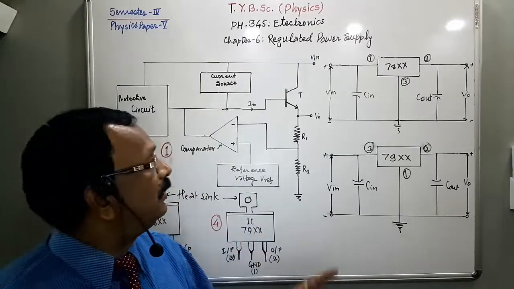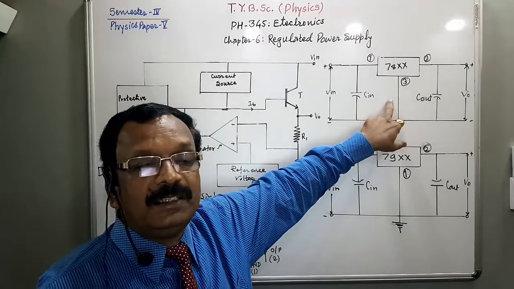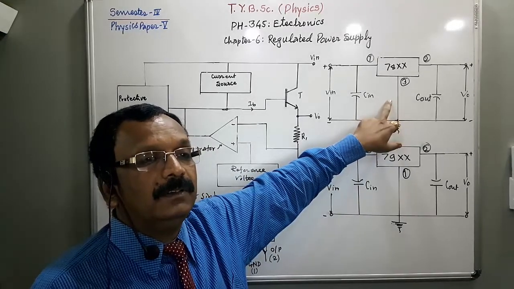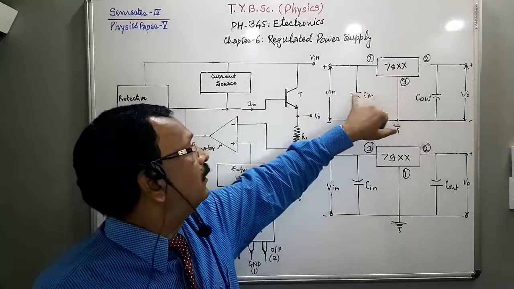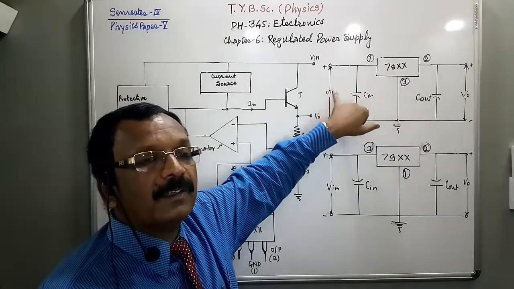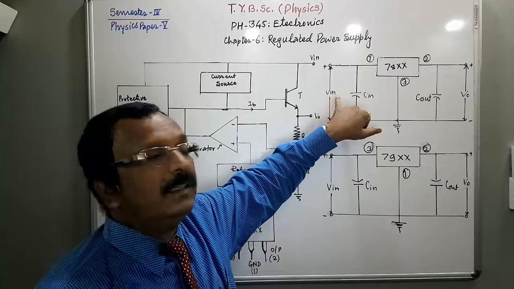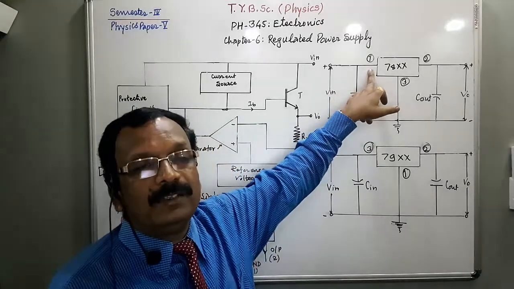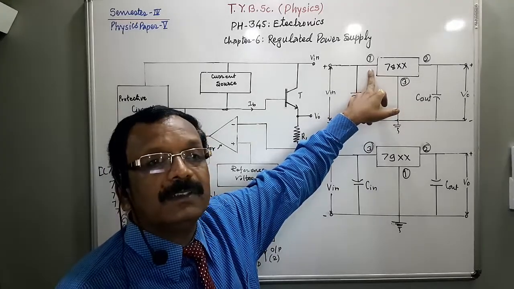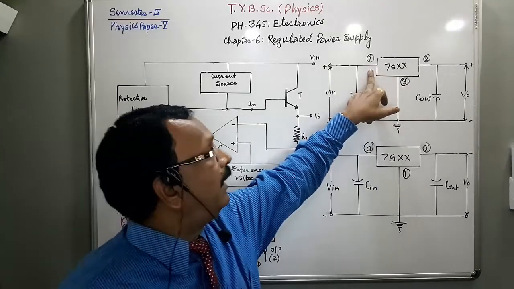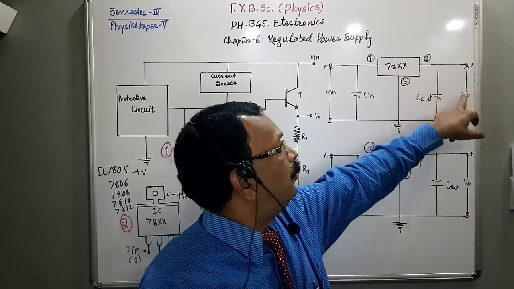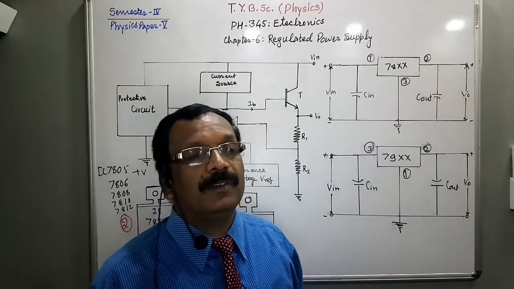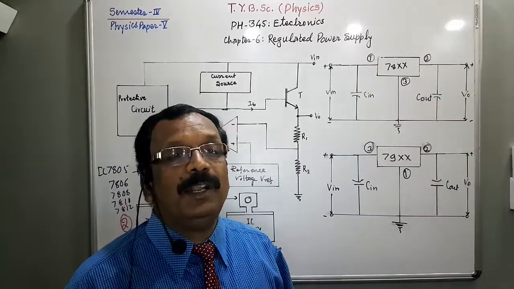See here, the 78 series positive voltage regulator. This is the unregulated V in, supplied to terminal number 1. And we get the regulated output VO at terminal 2, and terminal 3 is grounded.